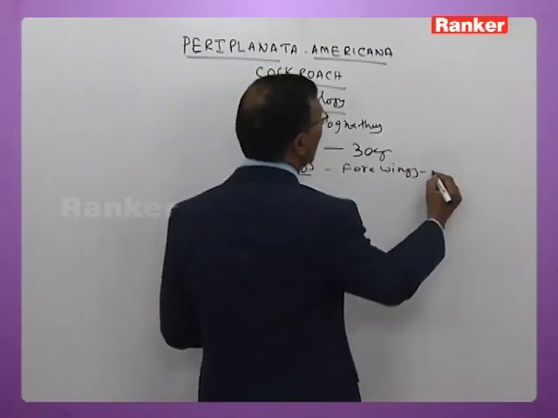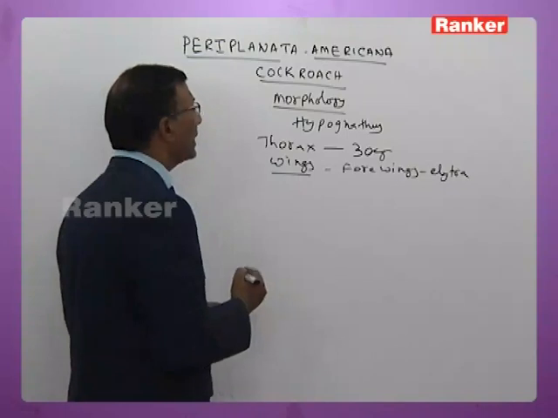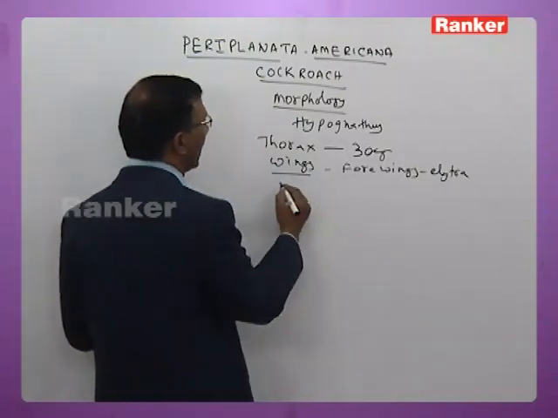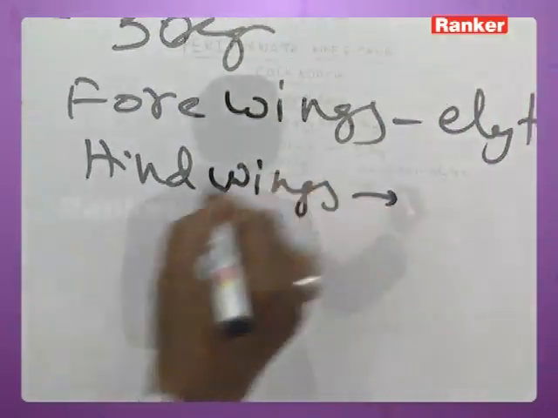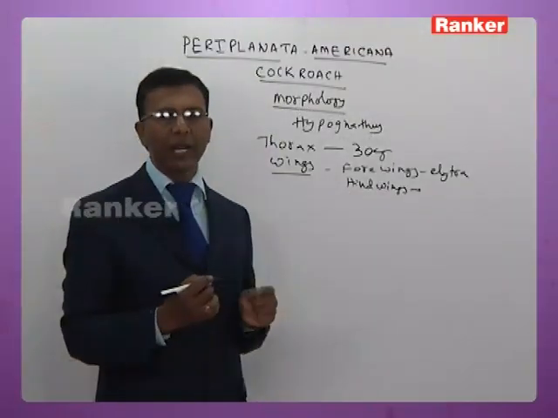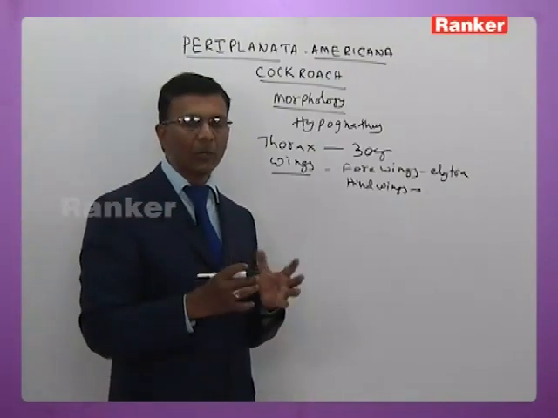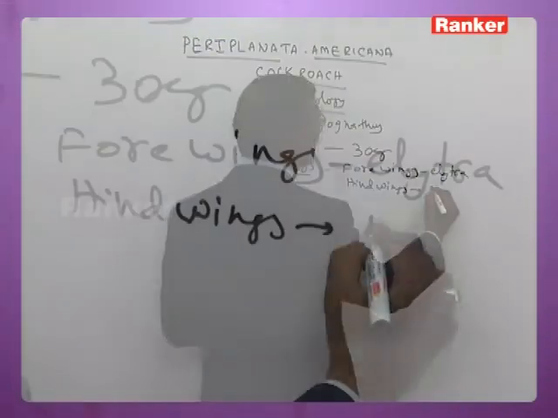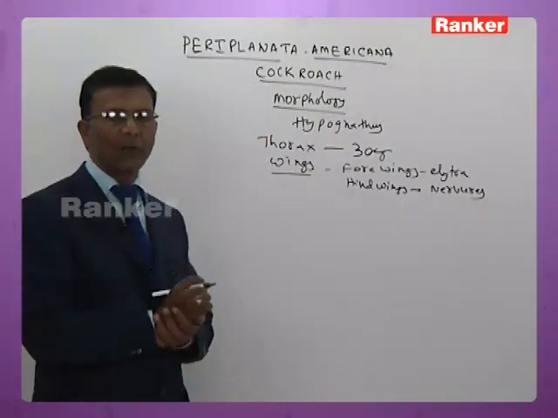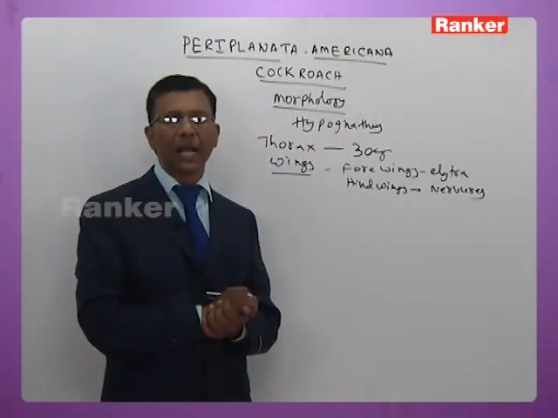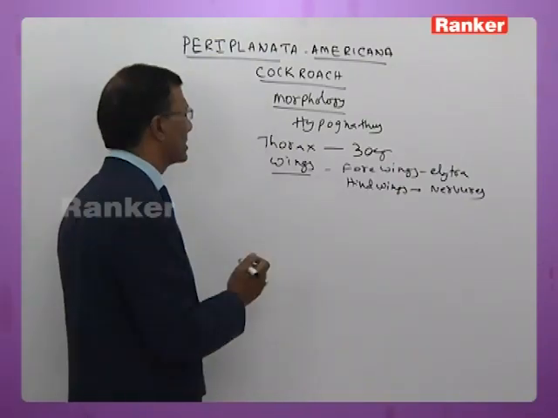They are called elytra or tegmina. Then the hind wings are attached to the metathorax. They are thin, membranous and papery. They help in flight. Both fore and hind wings are provided with nervures, which are filled with hemolymph and branches of tracheoles.